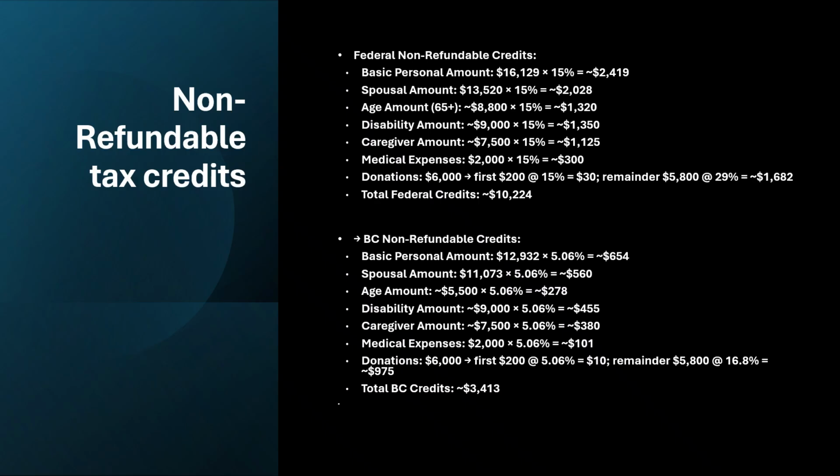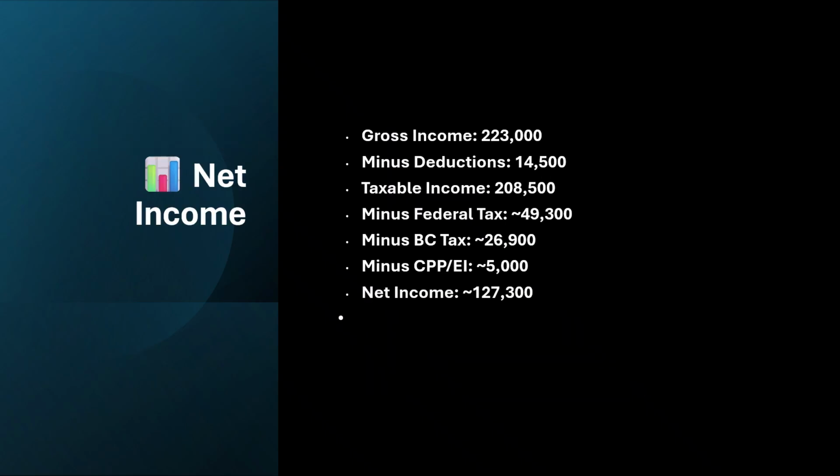So when we sum up all of these non-refundable credits, the basic personal, spousal, age, disability, caregiver, and that really potent donation credit, what's the total tax reduction? It's huge, approximately $13,600 combined federal and provincial. Wow. So if we subtract those federal credits, about $10,200 from the initial $59,500 tax bill, the net federal tax comes down to $49,300. And on the provincial side? We subtract the provincial credits, about $3,400 from the $30,300 bill. The net BC tax is now $26,900.